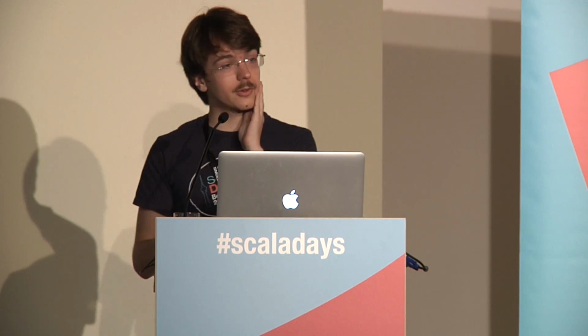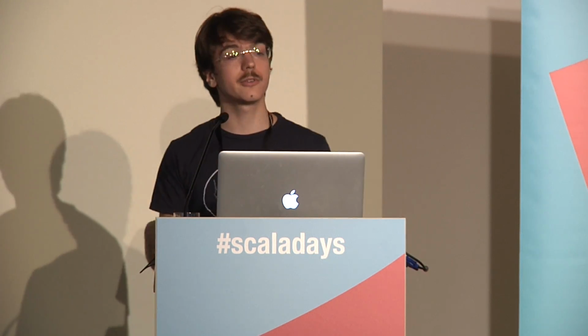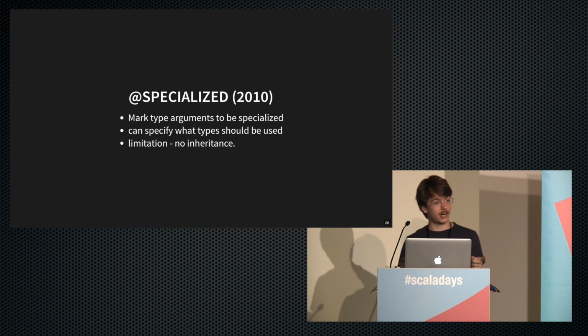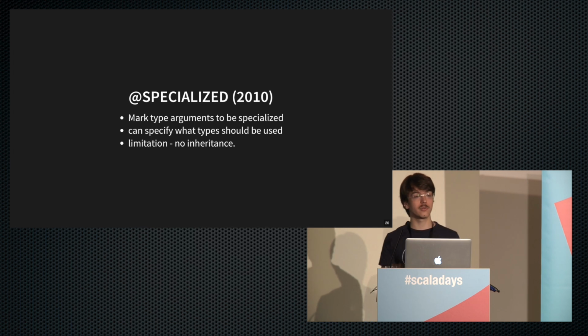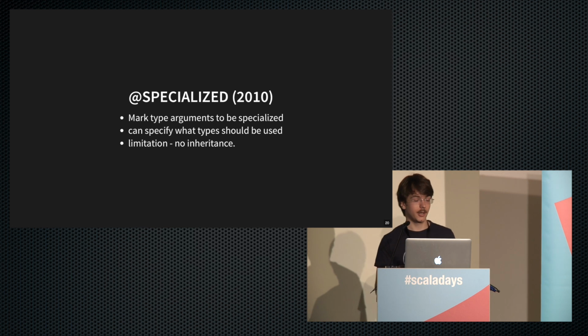So in order to decide what functions make sense to specialize or not, you ask the user. So they introduced a specialized annotation which allowed you to mark type arguments which you believe are crucial for performance and to say what types to specialize them for.